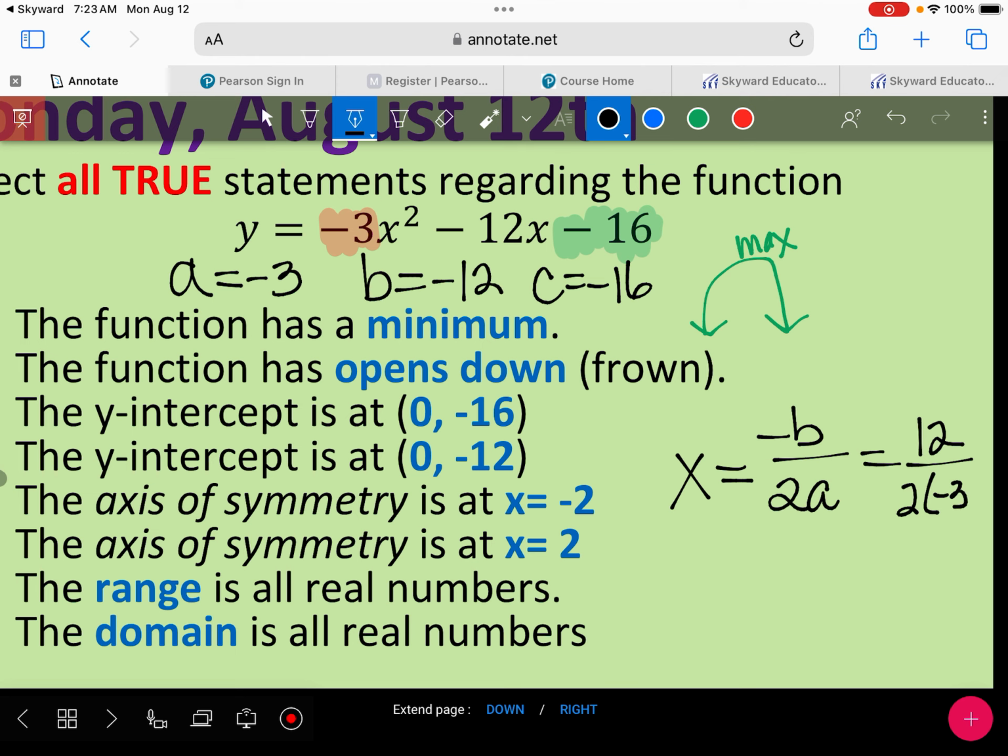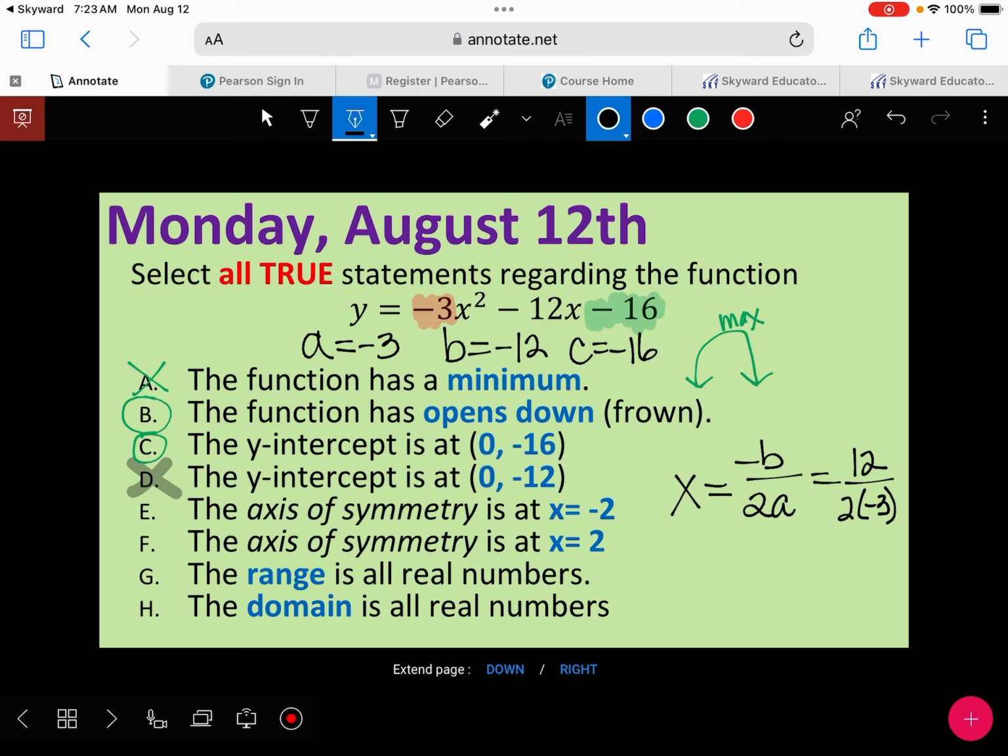So in your calculator, go ahead and type that in. Take 12 and divide that by 2 times -3, or 12 divided by -6. And what is 12 divided by -6? Is it +2 or -2? -2. So that means which one is true, E or F? Who says E? Who says F? It's E, you're right. So far we got 3 true statements.